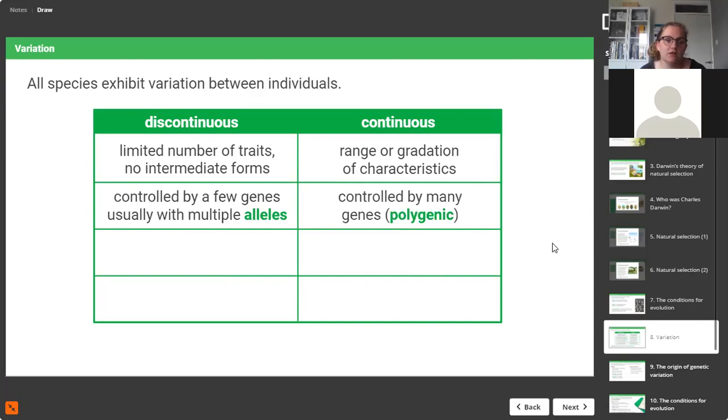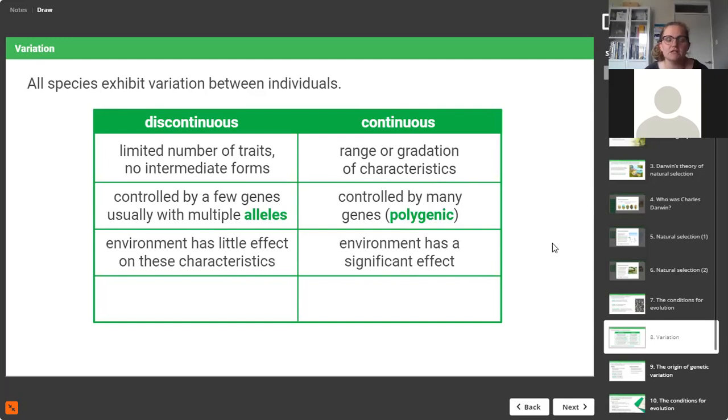So discontinuous variation is controlled by a few genes, and it's usually with multiple alleles. Continuous variation is controlled by many genes, and we say it's polygenic. Discontinuous variation, the environment has very little effect on these characteristics. So for example, male or female. Continuous, the environment has a significant effect on these variations.